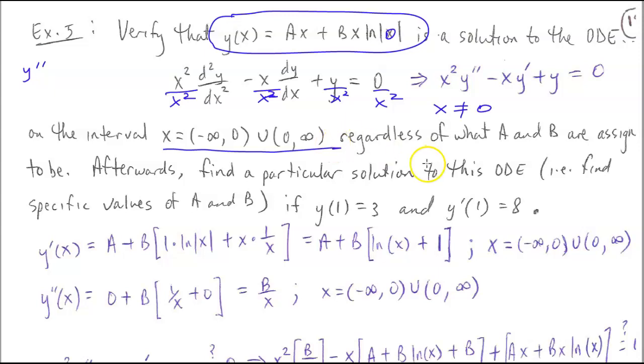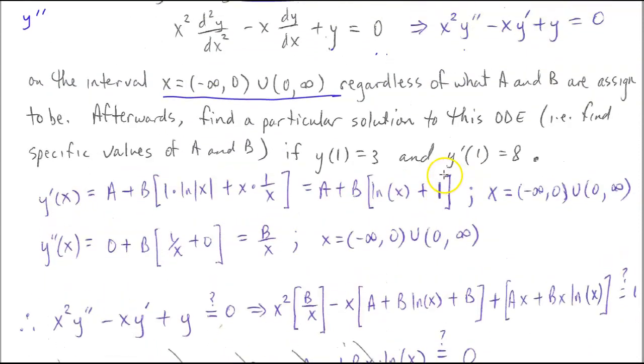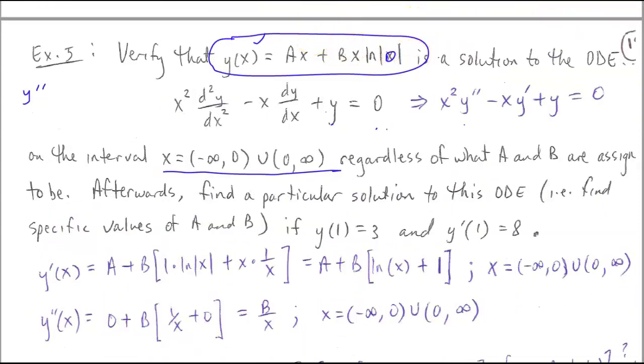Okay, and so we're going to verify that this particular function is a solution to this differential equation that we see here. And then afterwards, we're going to use the initial conditions here, that y of 1 is equal to 3, meaning when x is 1, y is 3, and when the derivative of y is evaluated at 1, it is equal to 8. So the first thing that we need to do is take this particular function and take the derivative of it.